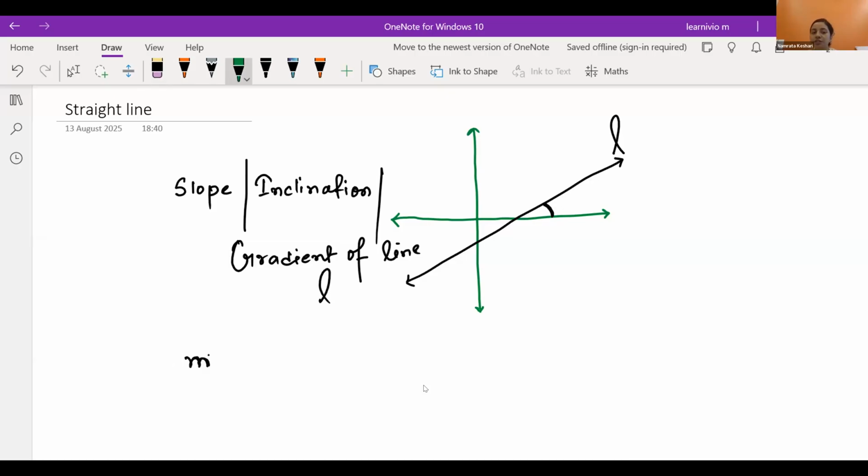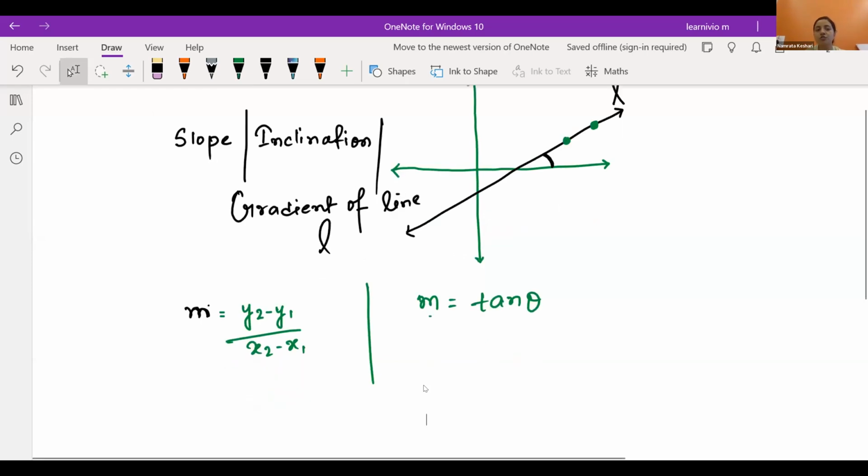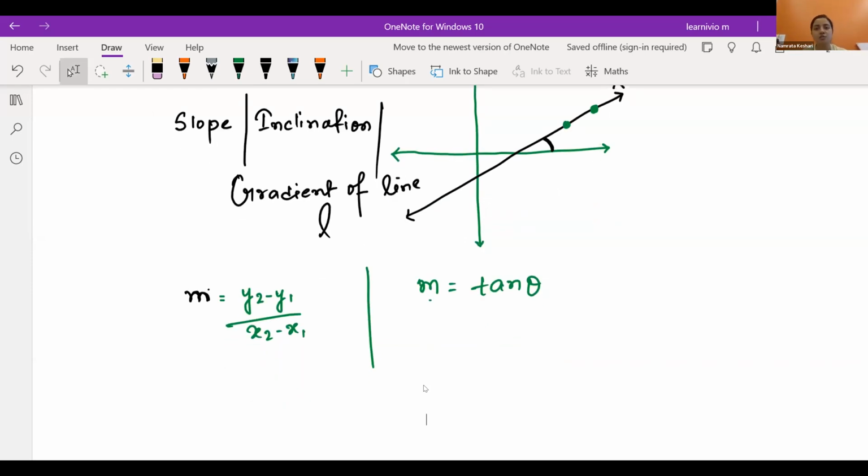Last day also we were discussing the formula. If we know any two coordinates on this line L, we can find the slope by using the formula y2 minus y1 over x2 minus x1. One more formula we were having, in case angle is given or somewhere we need to use the angle, then m can also be written as tan theta. So basically both the formulas, we have seen in the last class itself that tan theta is equal to y2 minus y1 by x2 minus x1 we were getting, right?